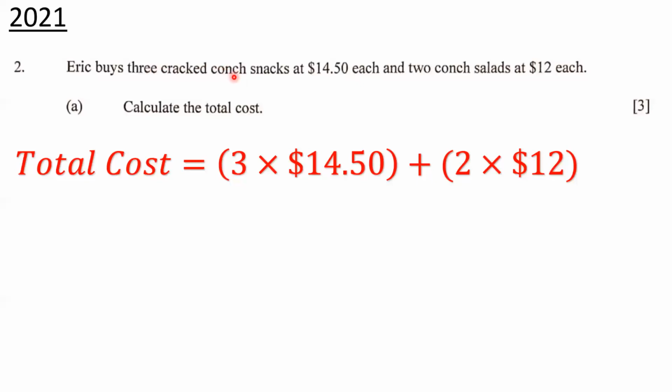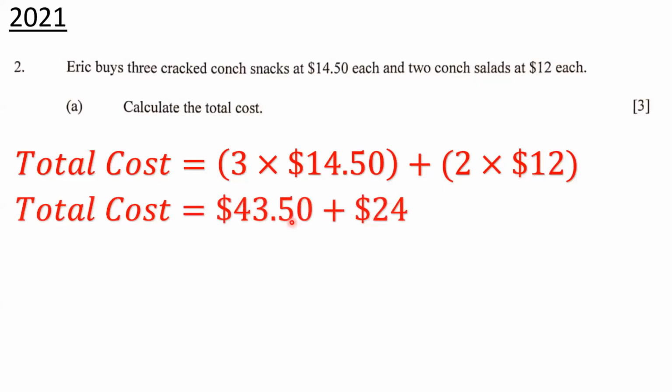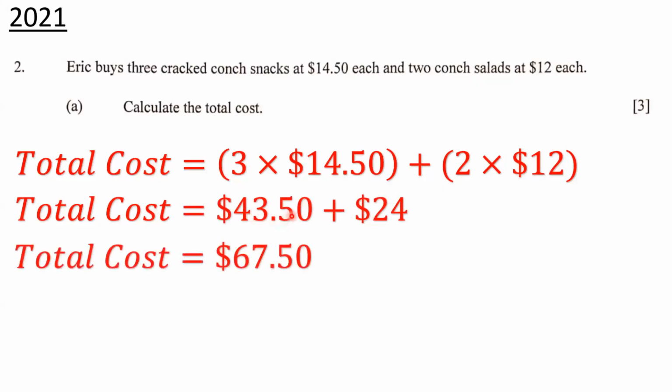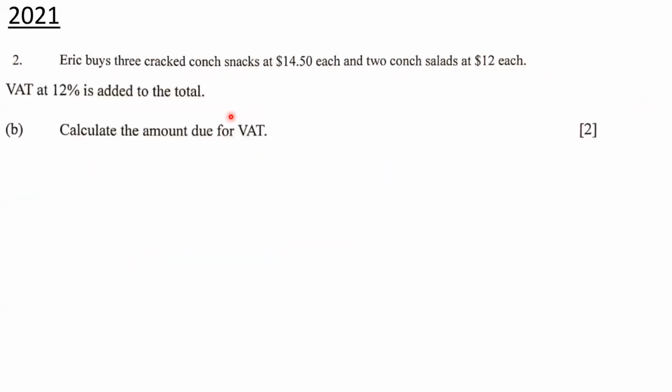because he got 3 crack conch snacks, and we're going to multiply 2 by 12 because he got 2 conch salads. Then we are going to add these two numbers. So $43.50 plus $24 is $67.50. And that's how we're going to get the total cost for Eric.